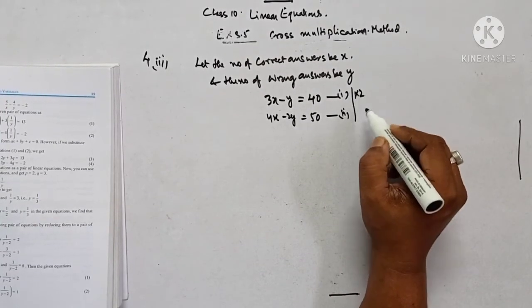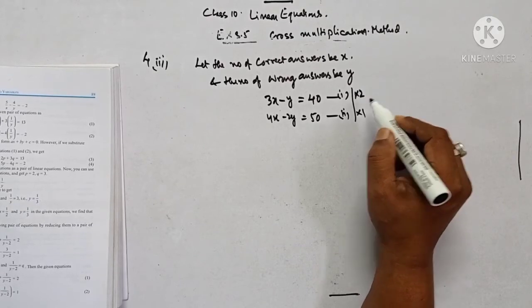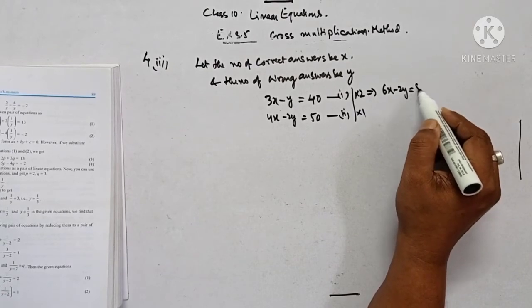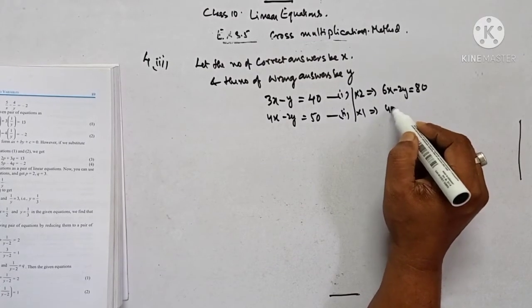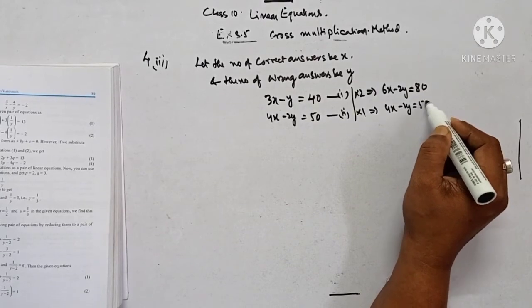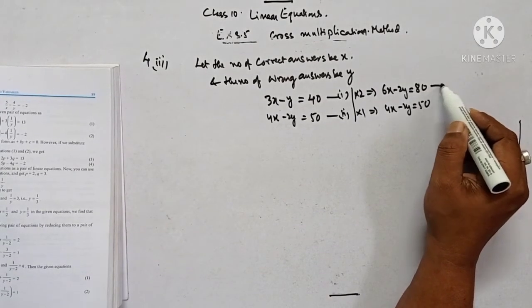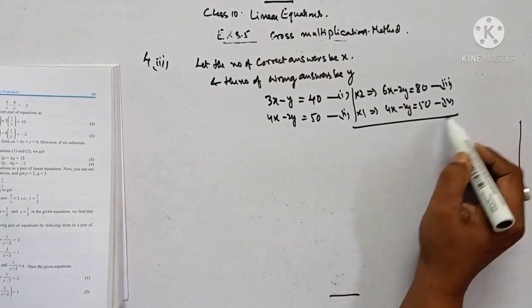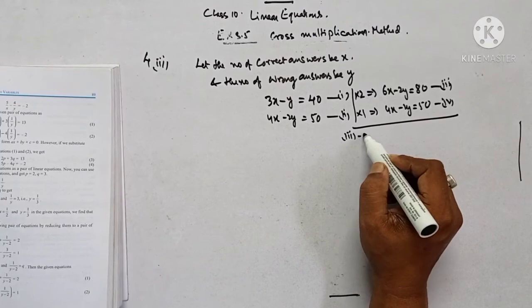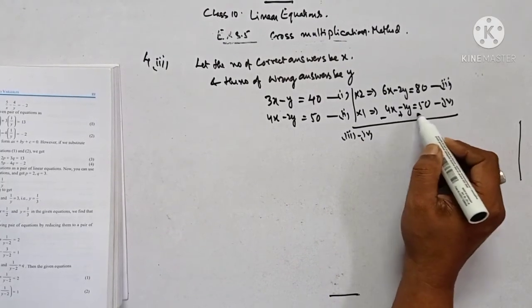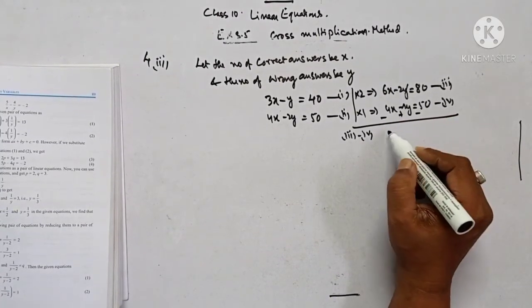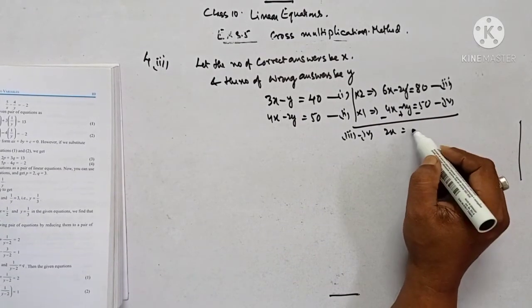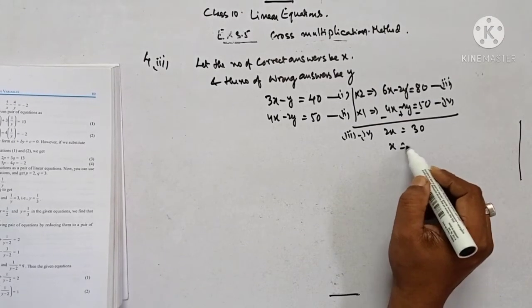So into 2, I am going to do the elimination method. This will be 6x minus 2y is equal to 80, and this will be 4x minus 2y equal to 50. So this is equation 3 and this is equation 4. Here 3 minus 4, the sign changes, so this cancels out. So 2x is equal to 30, so here your x will be 15.